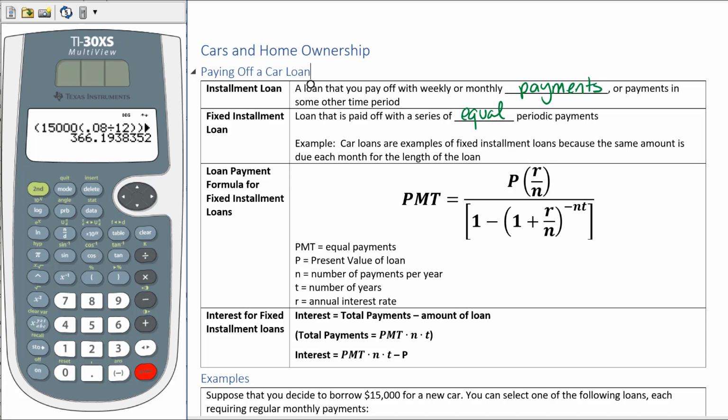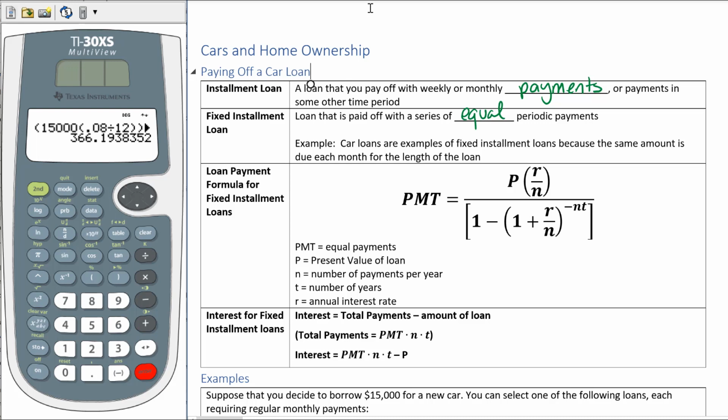because your interest is working against you. PMT stands for the equal payments. P stands for the present value of the loan. So if you end up taking out $20,000 for your car, then that's the P. The other ones are the same. N is the number of payments per year, T is the time in years, and R is the annual interest rate.